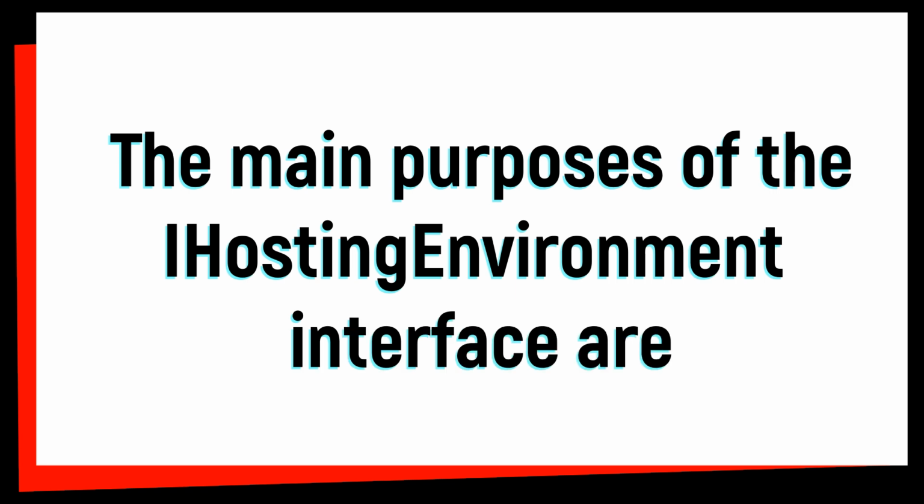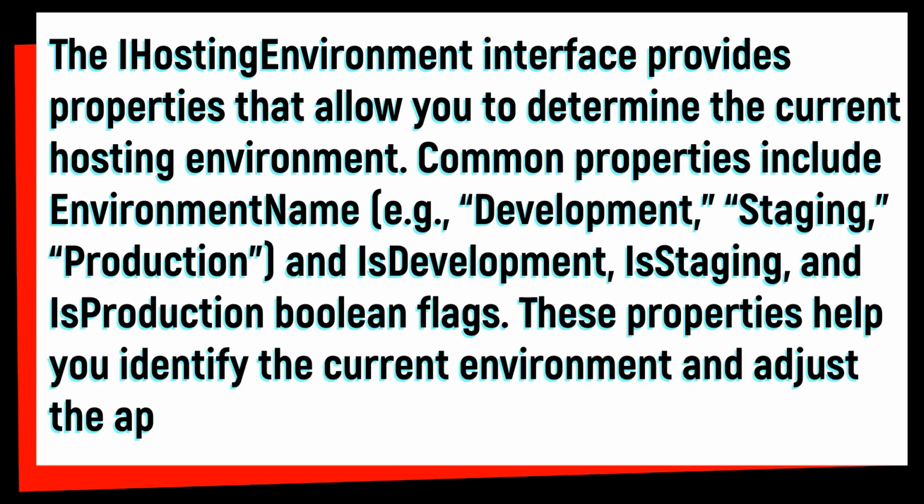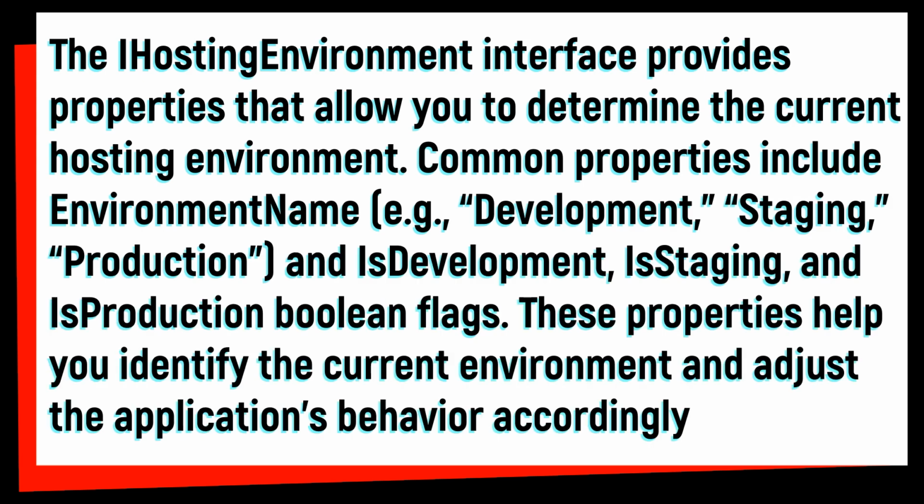The main purposes of the IHostingEnvironment interface are: environment detection. The IHostingEnvironment interface provides properties that allow you to determine the current hosting environment. Common properties include environment names such as Development, Staging or Production. By using the IsStaging, IsDevelopment or IsProduction boolean flags, these properties help you identify the current environment and adjust the application behavior accordingly.